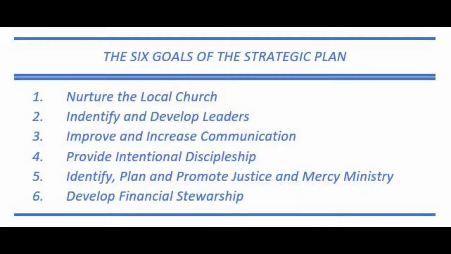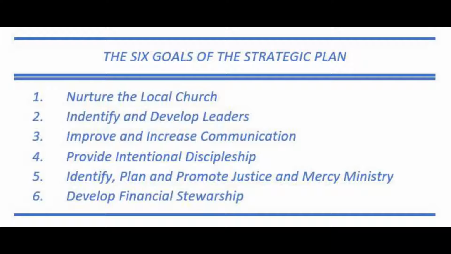We must nurture our local churches. We must identify and develop leaders. We must improve and increase communication. We must provide intentional discipleship. We must identify, plan, and promote justice and mercy ministry. And we must practice financial stewardship.